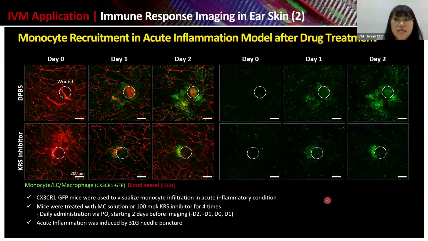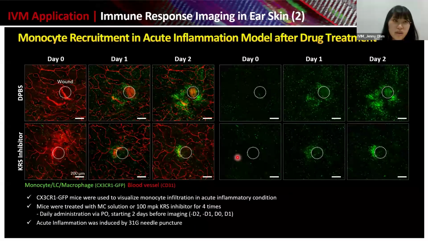So in the second skin imaging experiment, we used a CX3CR1 GFP transgenic mouse, which also expresses endogenous GFP, but in monocytes and in macrophages, to visualize immune responses, again, in the mouse ear skin. So a wound was induced with a 31 gauge needle puncture and a KRS inhibitor known for disrupting cell-to-cell adhesion, and it was applied 4 times to the area of the ear skin.